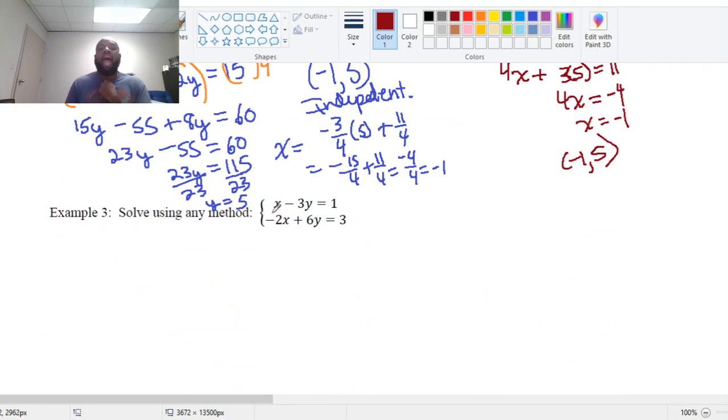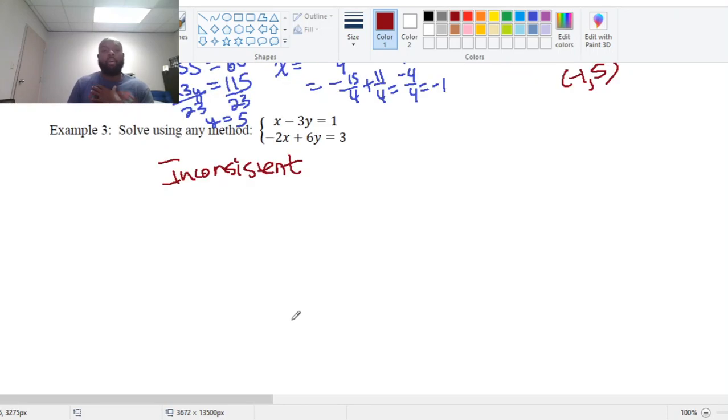This example here, I want you to do on your own. I'm going to tell you that this is an inconsistent system. I want you to use any method. You can use the addition, the graphical, or the substitution method. I want you to go through the process of showing that this system is inconsistent.